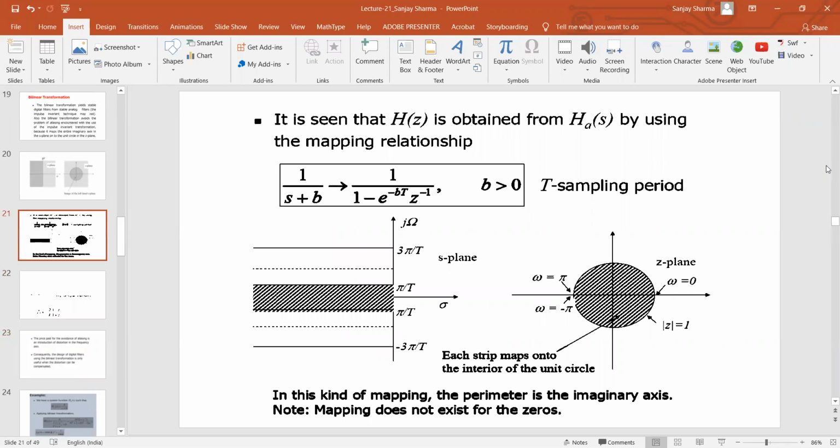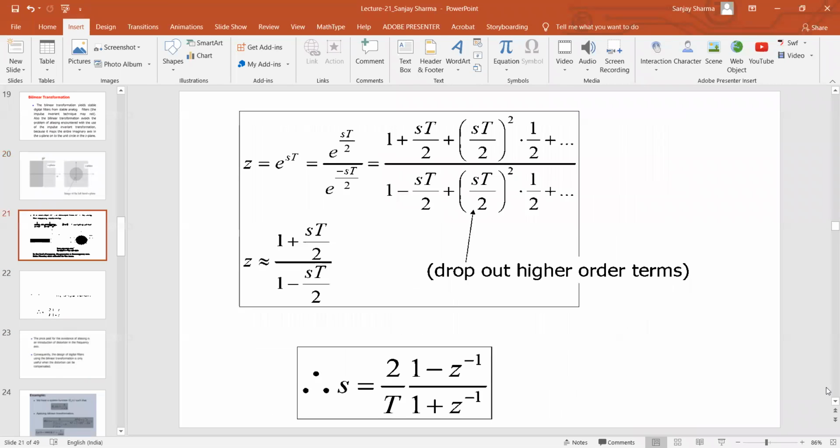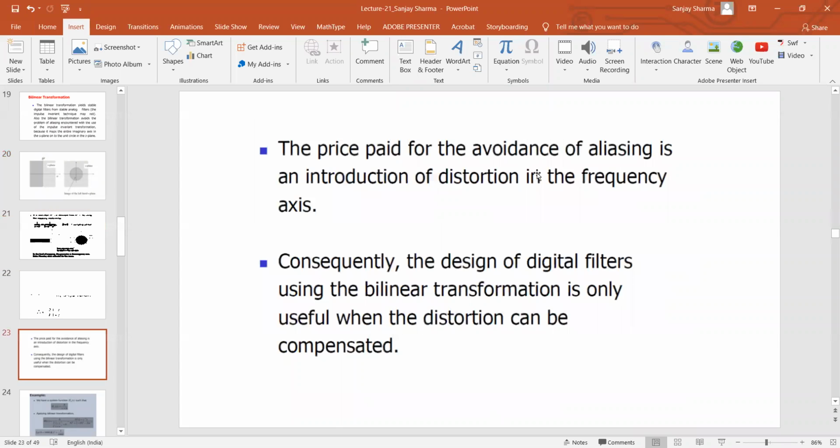And it is very obvious, this is a strip going inside the unit circle. Here, in the case of bilinear transform, the complete j omega axis goes into the unit circle. So there will be distortion in the frequency axis because this is a large portion being mapped inside the unit circle. So that's what is said. The price paid for the avoidance of aliasing is an introduction of distortion in the frequency axis.